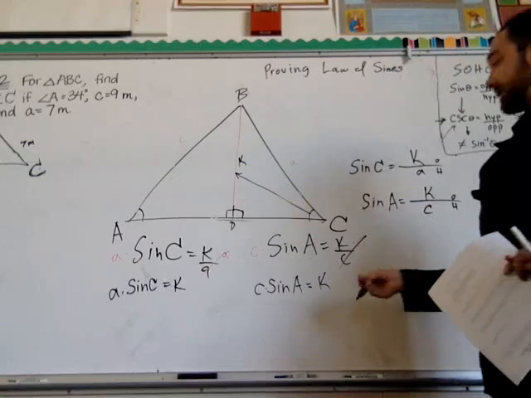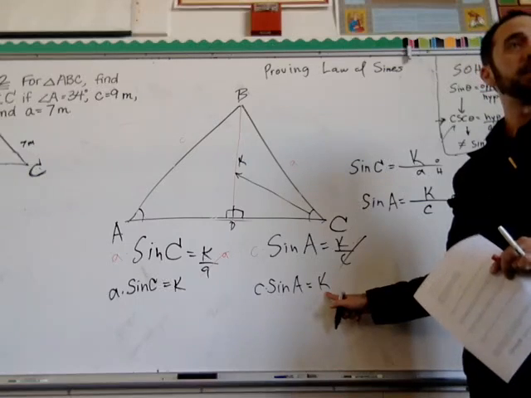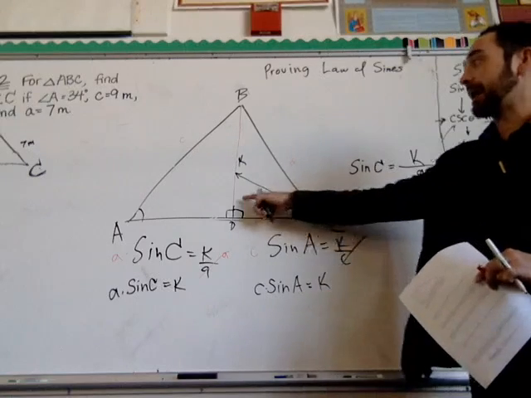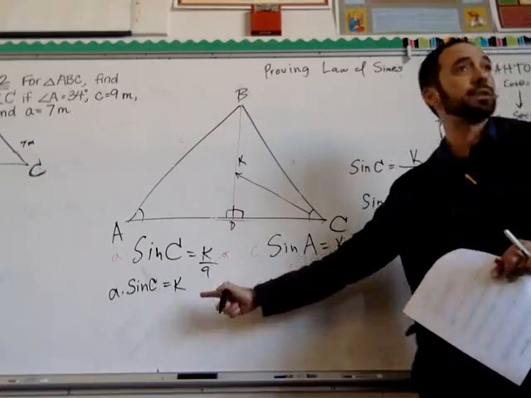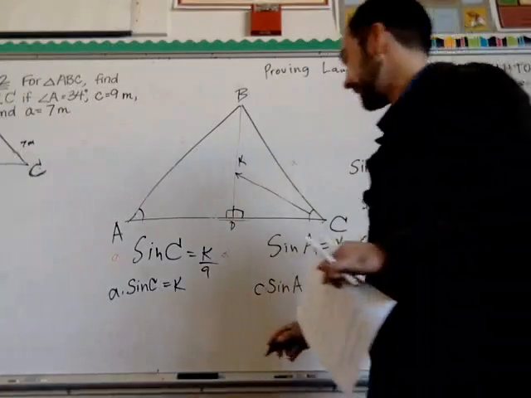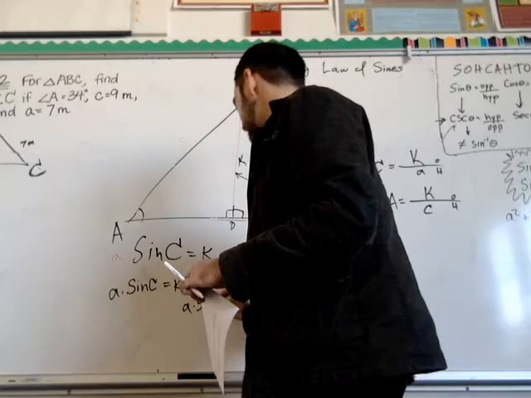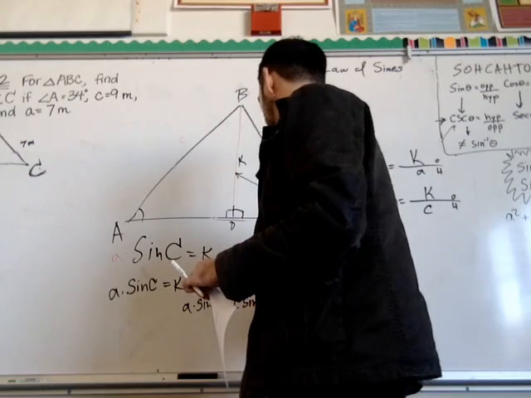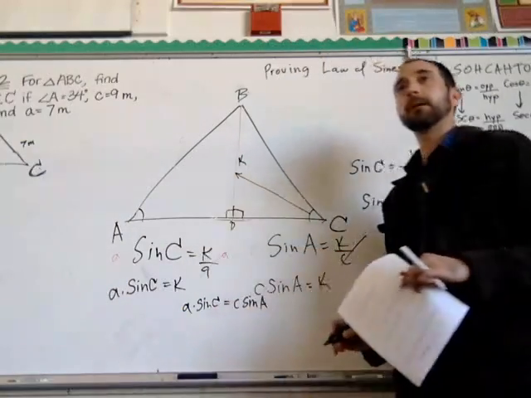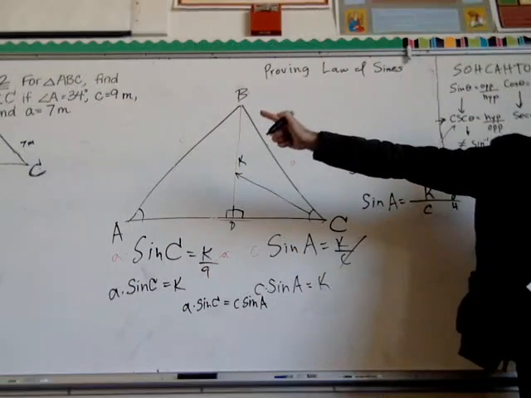What's in common between these two? They're both equal to K. It's the same K, the exact same border within the triangle. We know these Ks are equal to each other. So we go ahead and break it down to A sine C is equal to C sine A. Okay? You see there's just one more step to get to what we're doing up here.